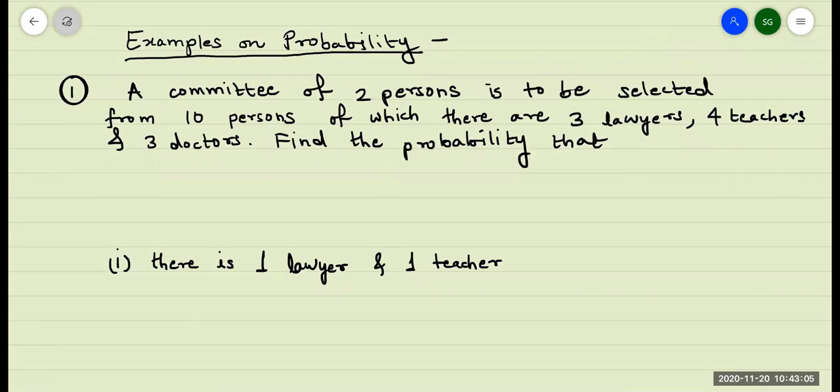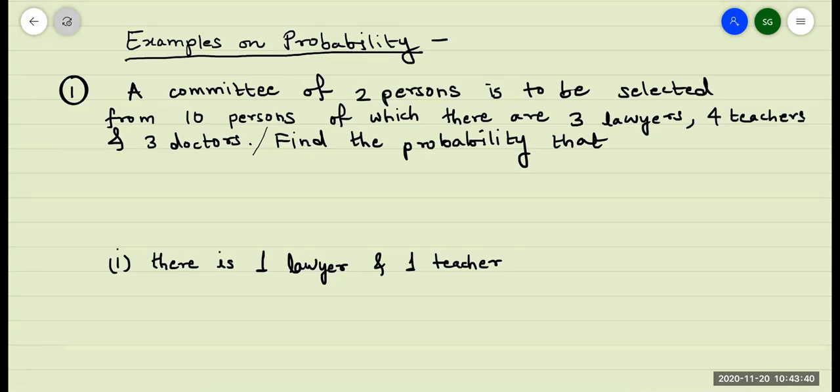So these are a few more examples on probability. The first problem is like this. A committee of 2 persons is to be selected from 10 persons, of which there are 3 lawyers, 4 teachers, and 3 doctors. 3, 4, 3 together make 10. This part gives you NS, as we discussed earlier also. Find the probability that, then there are 3 questions.